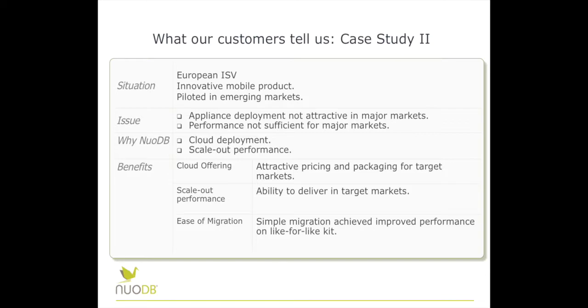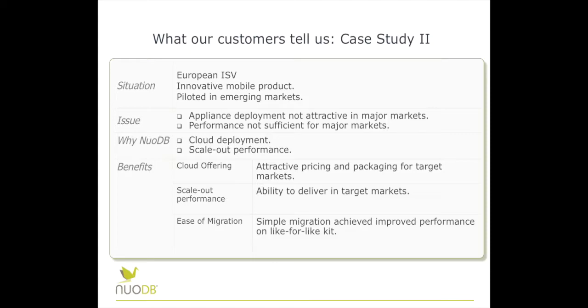And in order to make money out of this, or to be really successful with it, they needed to take it to bigger markets. Therefore, they needed to scale the number of users and the amount of processing they could manage. To do that, they needed a cloud-style scale-out deployment, and they needed the performance to go with that. So what we could offer them was an elastic scale-out cloud solution, and once again ease the migration.